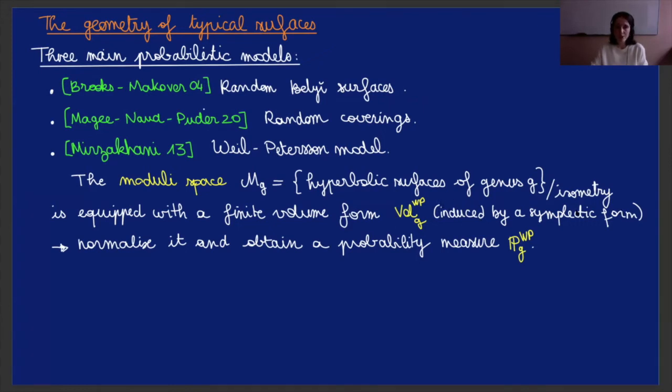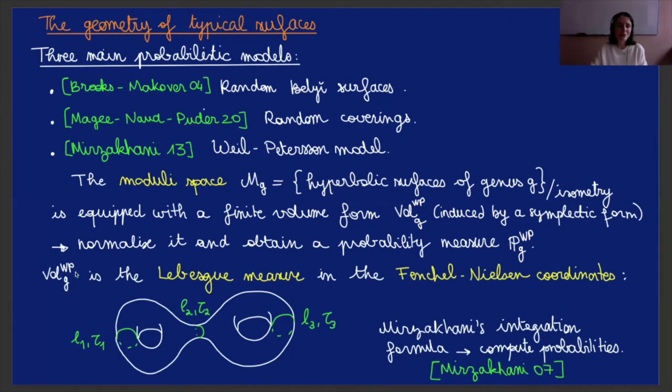which is actually induced by a symplectic structure, but that's not very important for us, but it's actually very powerful. And since it's a finite volume, you can normalize it by dividing by the total mass, and you obtain a probability measure on the set M_g of hyperbolic surfaces of genus g, which is a very reasonable way to define a random surface. We take the set of surfaces, you put a probability measure on it. And it's really nice because this volume, which we started with, is actually the Lebesgue measure in a set of coordinates, which is called the Fenchel-Nielsen coordinates.